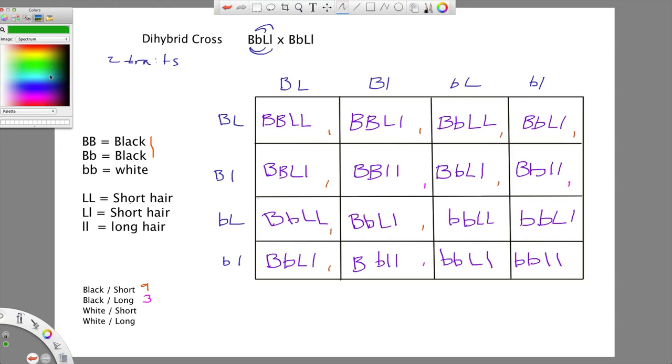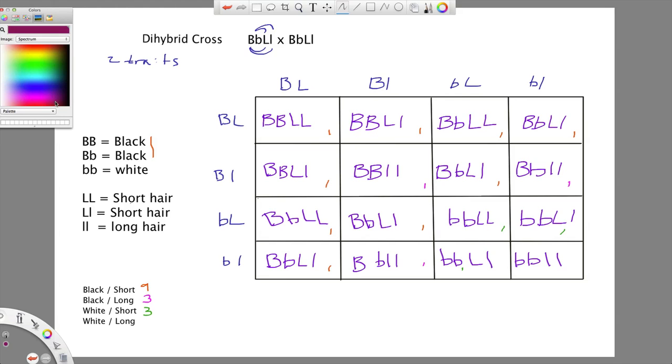The next one, white and short. White we see is recessive, so we have to have two lowercase b's, or two alleles represented by the lowercase b's. Short again is dominant, so we just need one L. So we need to find boxes with two lowercase b's and at least one big L. There's 1, 2, 3. So 3 of them would be white and short.